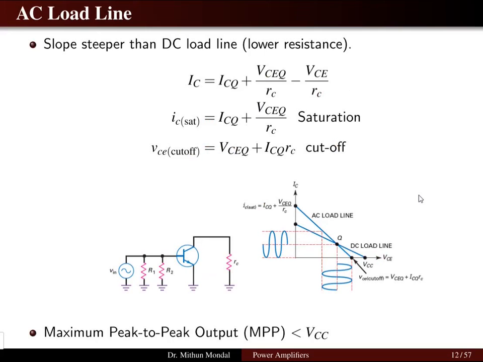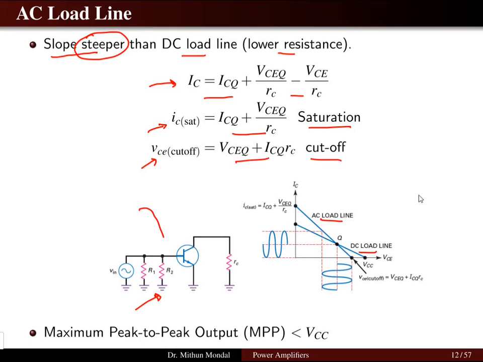When we talk about the AC load line, the slope is steeper than the DC load line because it has a lower resistance. In that case, the collector current we can obtain by the equation of the AC circuit. This is the AC circuit where all the DC parts are removed from the previous voltage divider network, and only the AC part is there. It is much steeper than the DC load line. So we can see the AC load line and the DC load line on the same curve, and we can obtain the saturation and cutoff points, IC and VCE cutoff, using the equations of collector current and collector to emitter voltage at the saturation level.